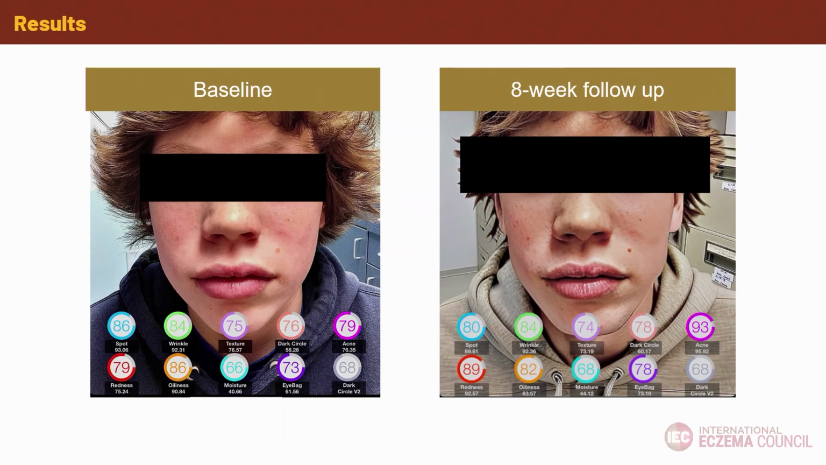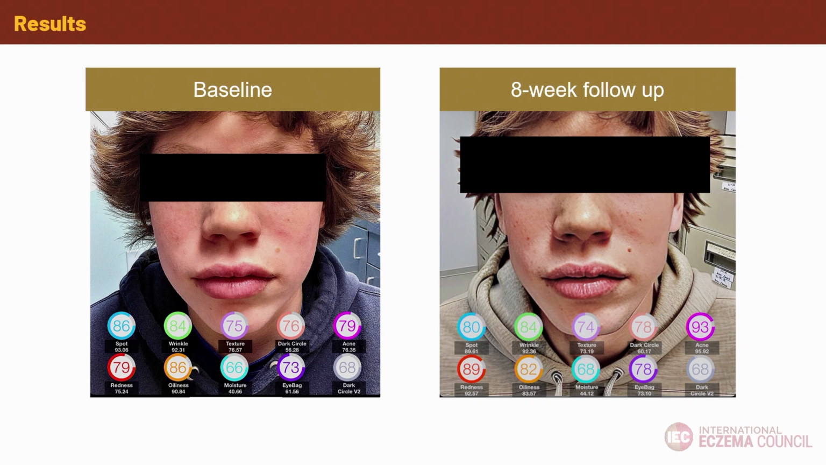Alrighty, so these were the results for one of our patients who presented with particularly pronounced infraorbital involvement, as well as several erythematous and scaly patches throughout his face. It's a little hard to see, but as we were able to note, after 8 weeks of topical treatment, his raw score significantly improved, indicating that his treatment response was appropriate.